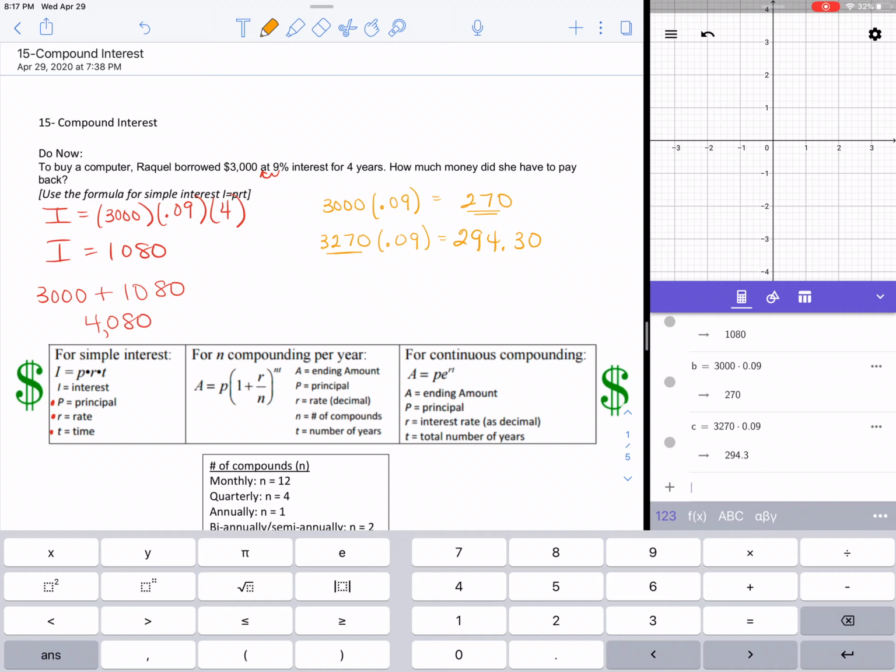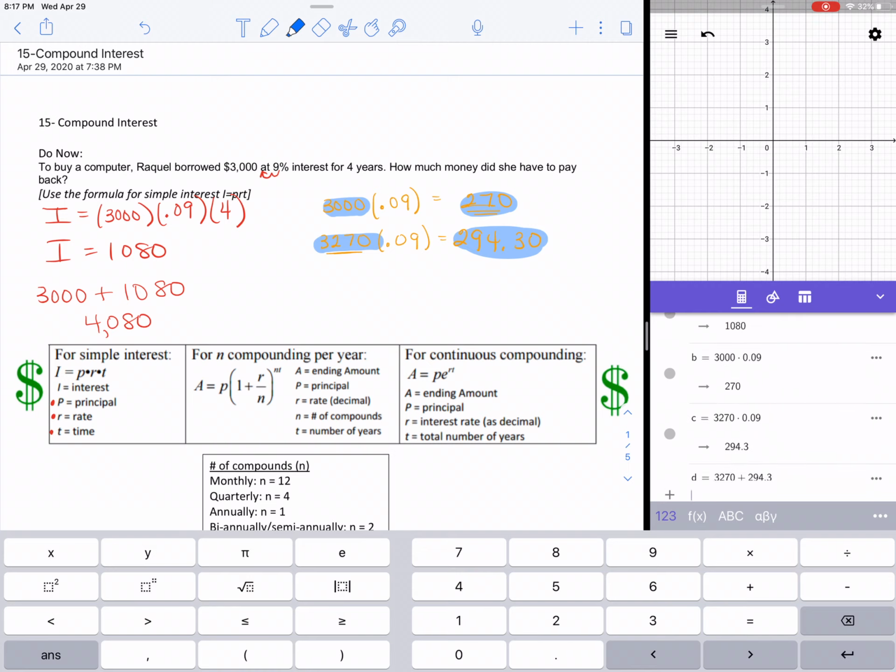And then that would get added on to the $3,270. So that's how compound interest works, as opposed to simple interest, where you pay the same amount of interest each year. In compound interest, the amount of interest goes up each year because the principal goes up. It went up from $3,000 to $3,270. To that $3,270, I would have to add the $294.30 that we got. So then for the following year, your principal would be $3,564.30, and you would multiply that by the 0.09 again. So that's compound interest versus simple interest.